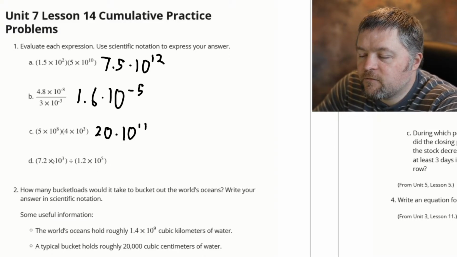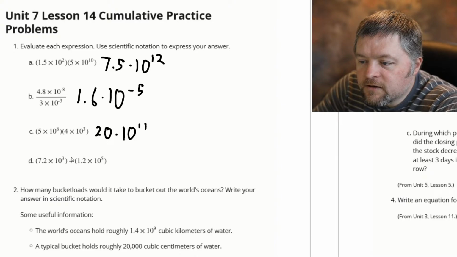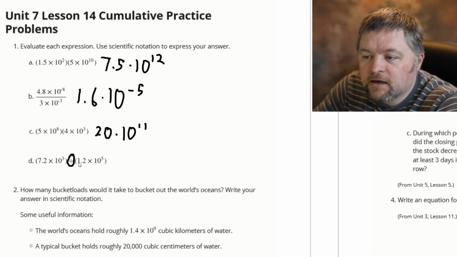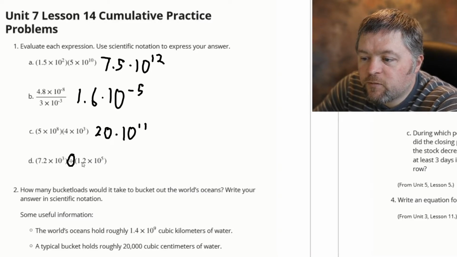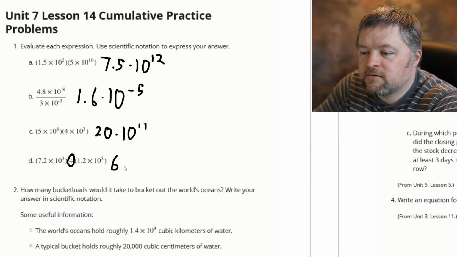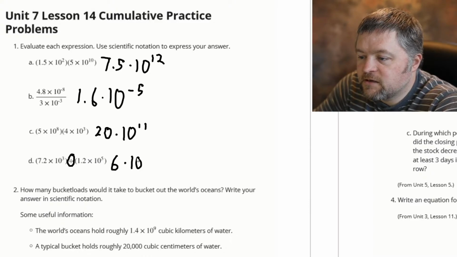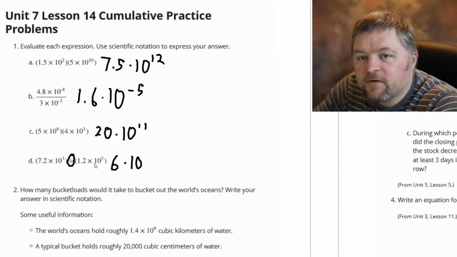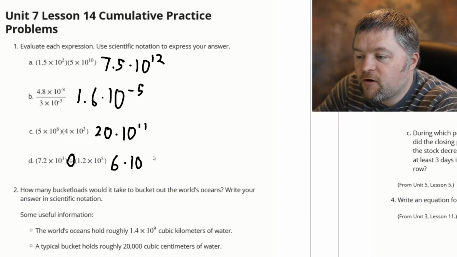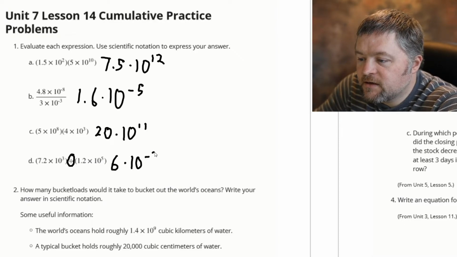Okay, now we are dividing again. 7.2 divided by 1.2 is 6 times 10 to the power of... dividing means we subtract the exponents. 3 subtract 5 is negative 2.